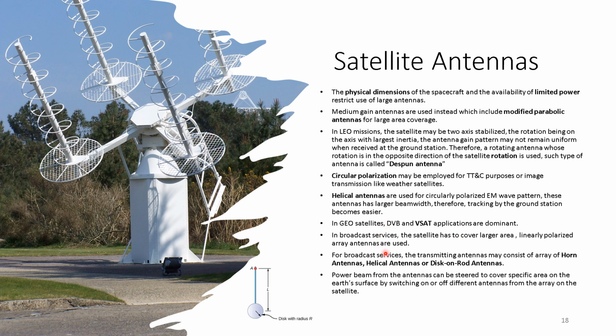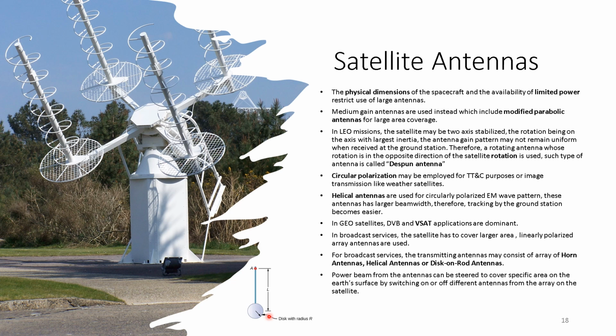For broadcast services also, the transmitting antenna may consist of an array of 4 antennas or a helical antenna. Array means a group of antennas arranged in a certain way. It could be linear or square or what have you. We also have another antenna called disc on rod. It's like a rod with a disc, which can give good radiation and is used for some satellite applications.